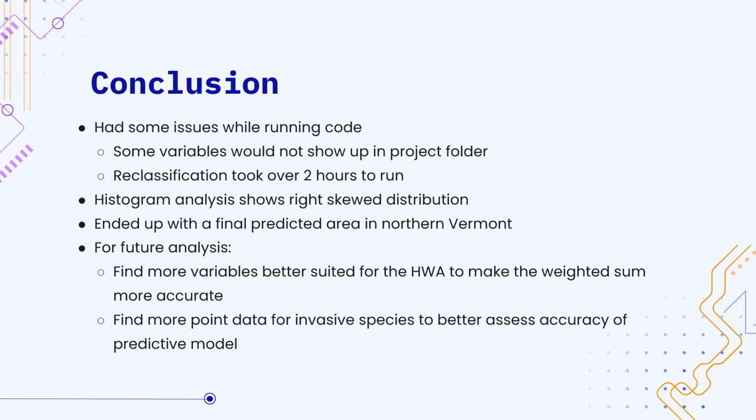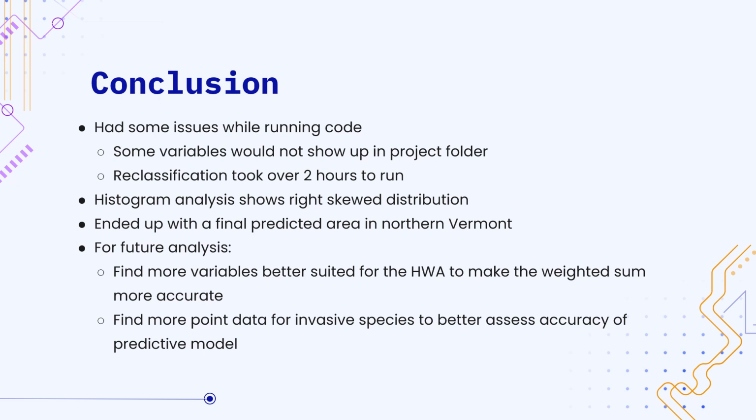Our histogram analysis at the end showed a right skew distribution, which means that overall it could use some work and fine tuning. And in terms of our maps, we ended with a final predicted area in northern Vermont. Our map showcased the predicted range by itself, the weighted habitat suitability by itself, and the last one showed an overlay of the two to showcase the predicted range in regards to the weighted habitat model.